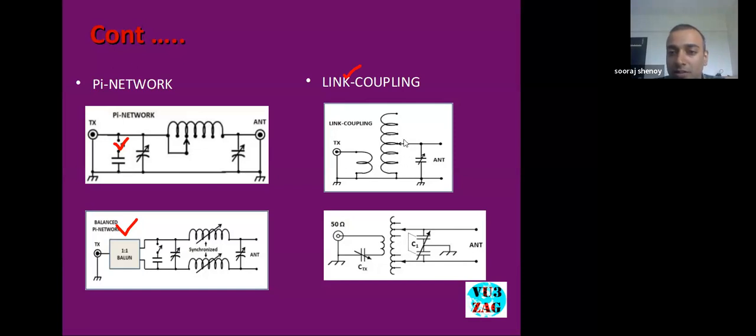And here, the main concern about this type of design is that for QRO application, it will become more costly because of the high voltage rating requirement of this particular capacitor. And the next one is balanced link coupling. So this is the unbalanced one and this is the balanced one.